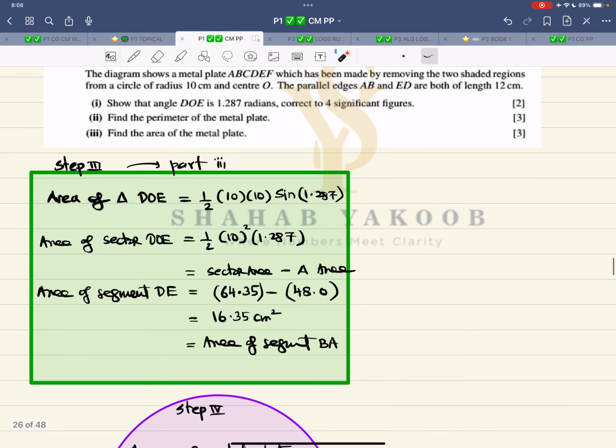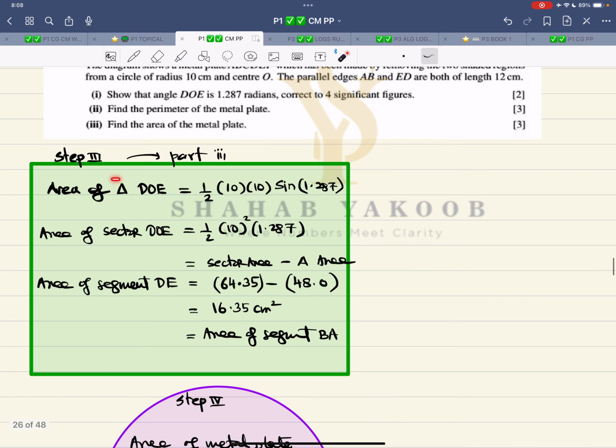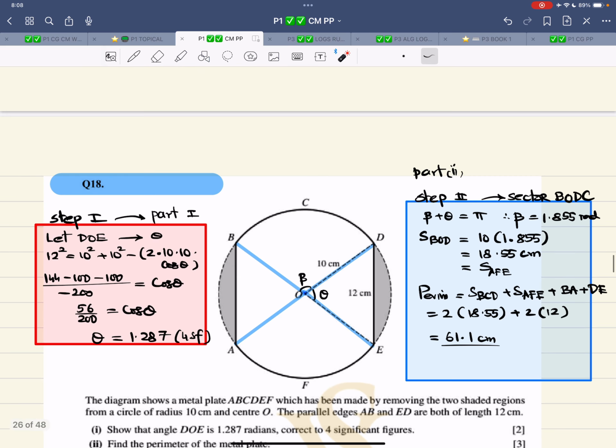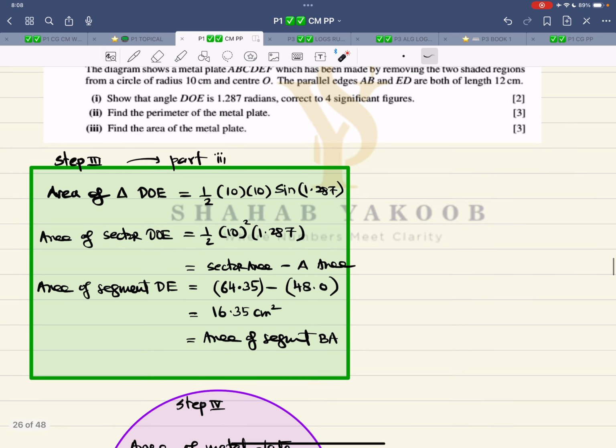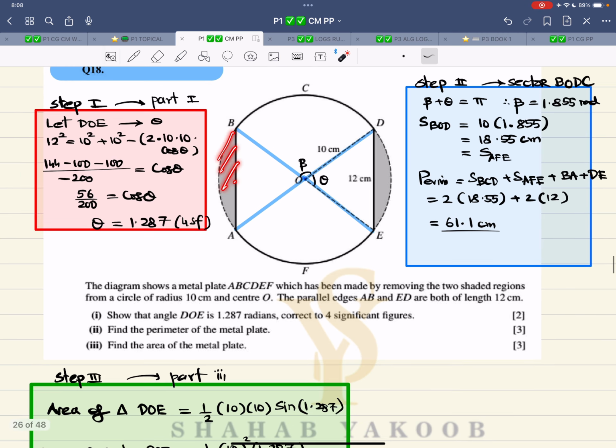The third one, the area of the metal plate. Calculate the area of triangle DOE. This is DOE. That's the area of the triangle. Calculate the area of the sector. Subtract, and you will find the area of the segment. So the area of the segment is this much. Segment DE is the same thing as segment BA. Of course, you have to flip-flop the question many times.